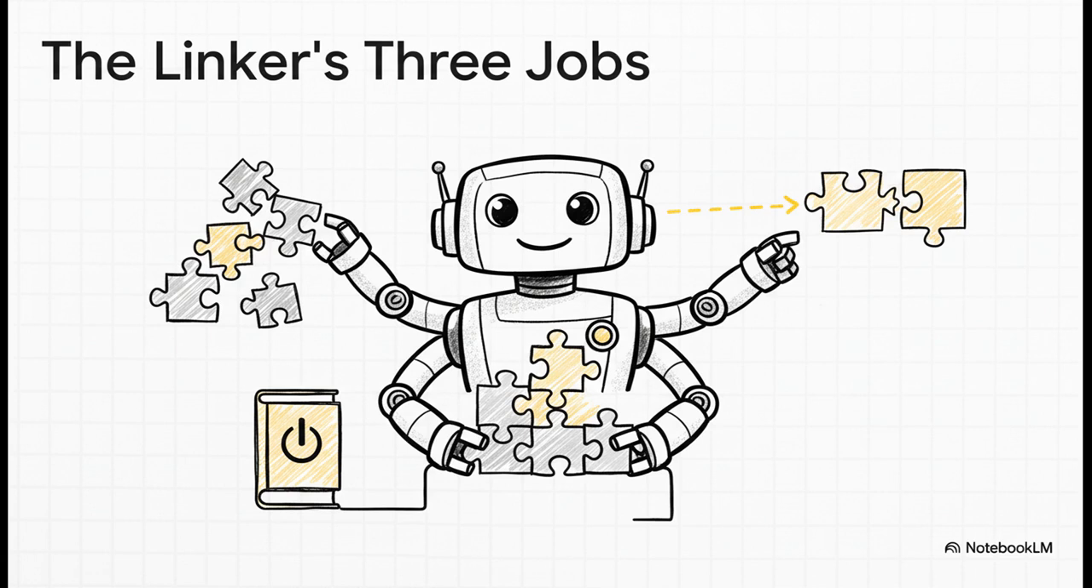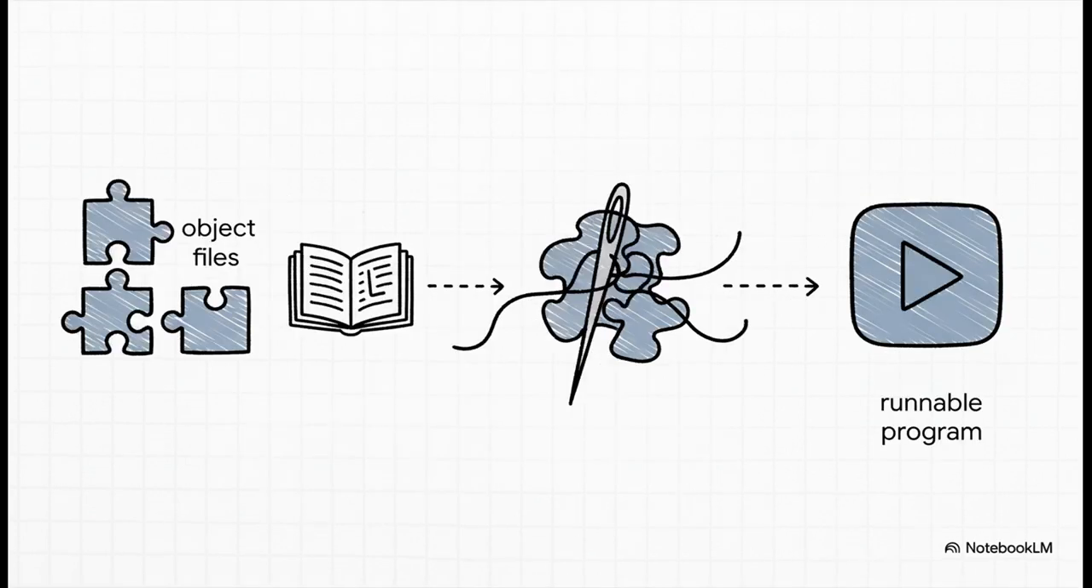Finally, it also grabs any pre-written code from libraries that your program relies on. And this is what that final assembly looks like. You've got your object files, plus any code from libraries, all going into the linker. It does its thing, stitches them all together, and out pops the final product, a single runnable program file, like a .exe on Windows.